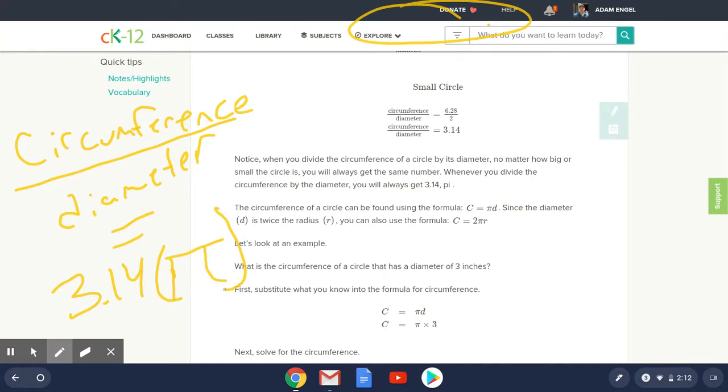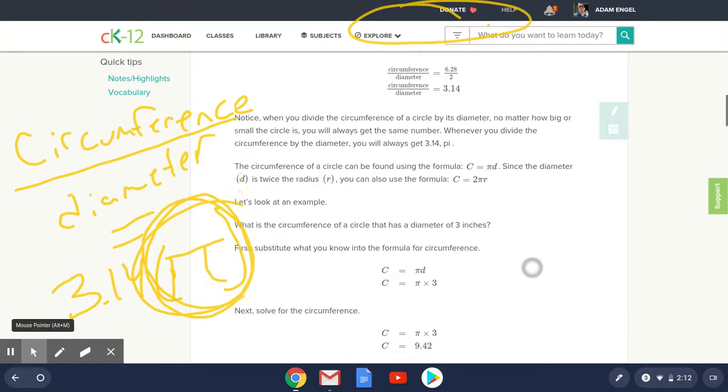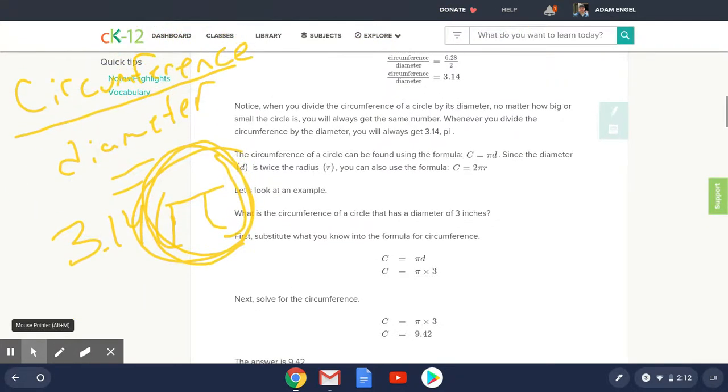This symbol right here is pi, okay? So let's remember that. So the circumference of a circle you have been using uses this formula: C equals pi times diameter. So our circumference is pi times the diameter.